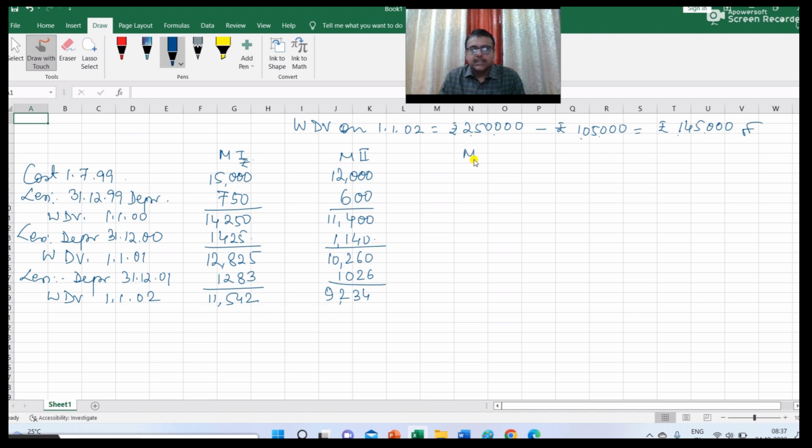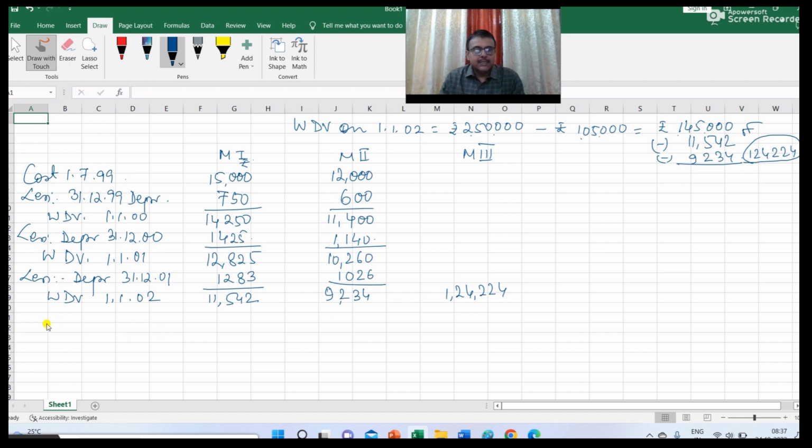So I have to write here M3 and the written down value of the third machine will be 1,24,224. How I arrived at this figure? That is 1,45,000 subtract 11,542, which is the written down value of M1, and 9,234. So if these two figures are subtracted from 1,45,000, we will arrive at rupees 1,24,224. This is the written down value of the M3.